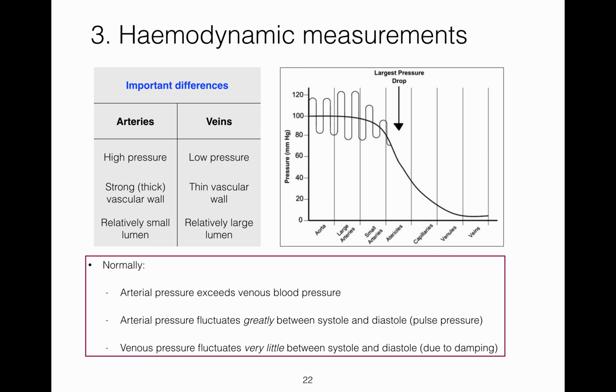Arterial pressure fluctuates between systole and diastole. This is due to the pulsatile action the heart uses to eject blood. In contrast, venous pressure fluctuates very little between systole and diastole, because the pulse pressure diminishes as blood travels through the cardiovascular system.